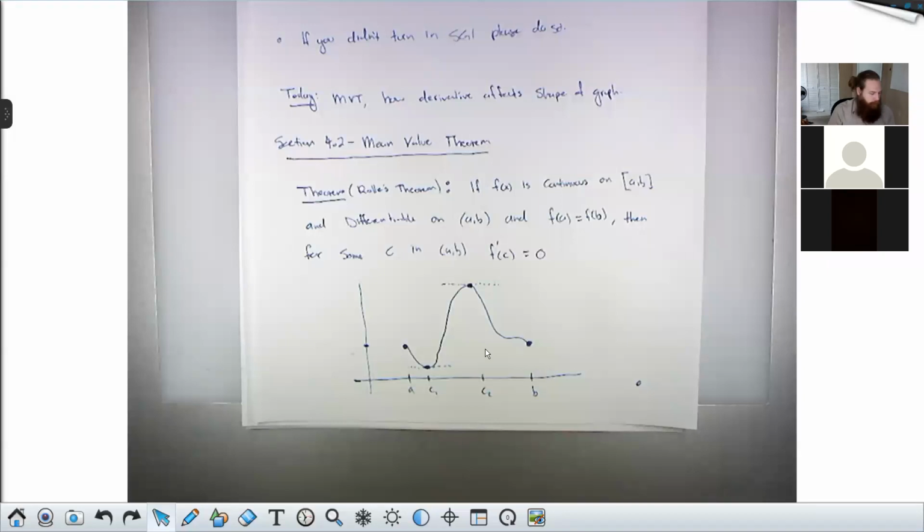So before I move on to MVT, questions about Rolle's theorem. The statement of the theorem, why it's true.